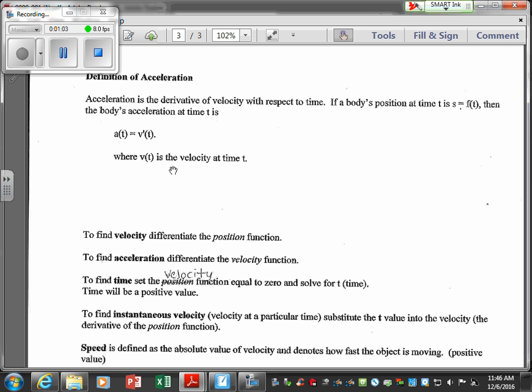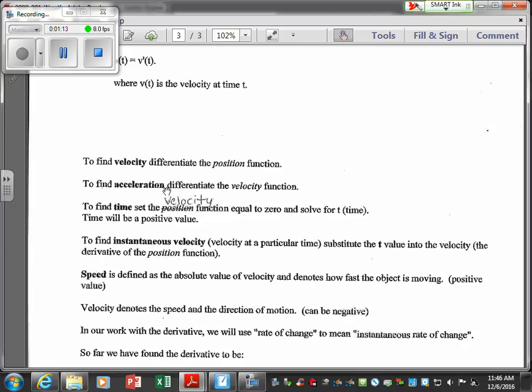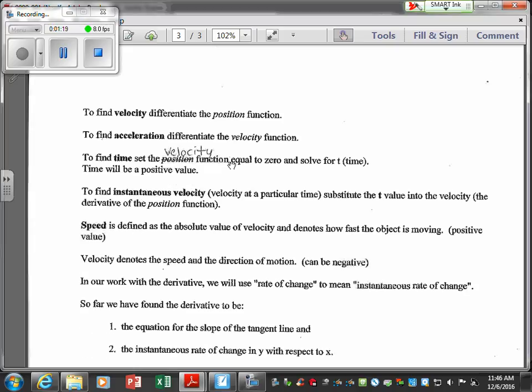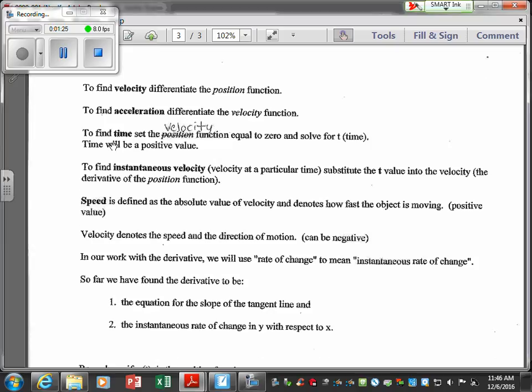Let's just go back up here to read some notes. So acceleration is the derivative of velocity with respect to time. Can be written in that form. To find velocity, we differentiate the position function. These are all different ways to say the same thing that we just talked about. To find acceleration, you can differentiate the velocity. To find time, set the velocity function equal to 0 and solve for time t. Time's going to be a positive value.